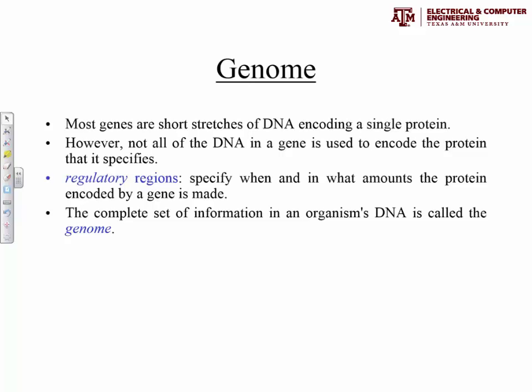The complete set of information in an organism's DNA is called the genome. When you're talking about the human genome, you need to know all those 3 billion letters in human DNA. They are a little different between me and you and so on. People who are related will have similarities in the sequences.